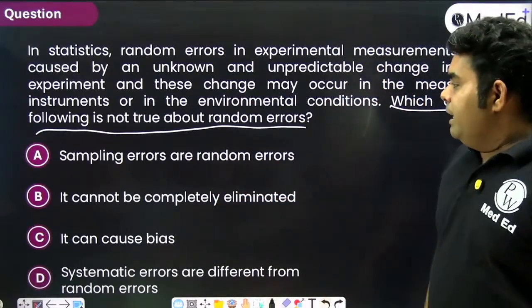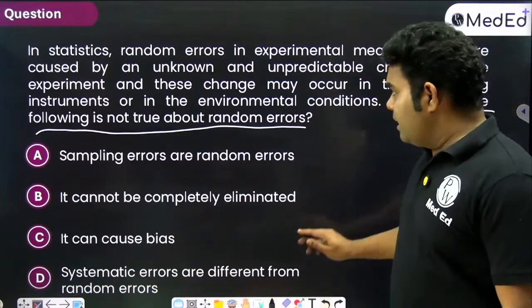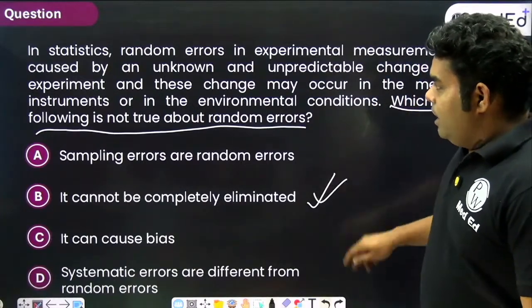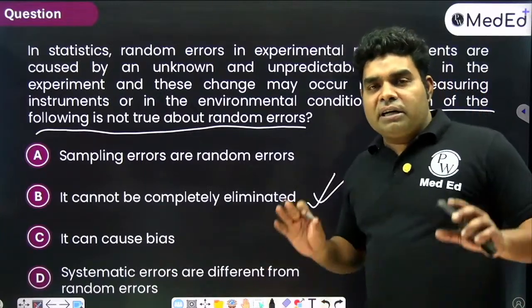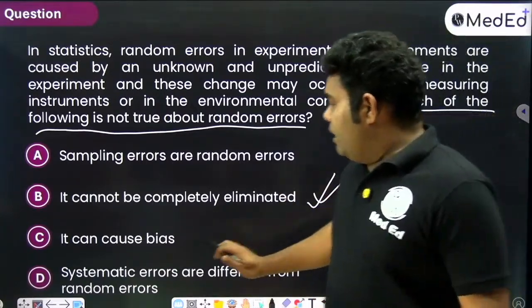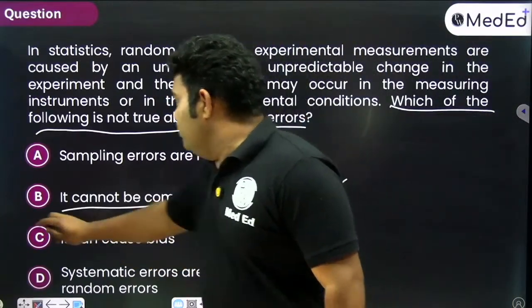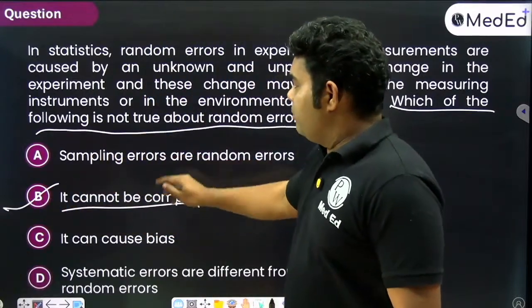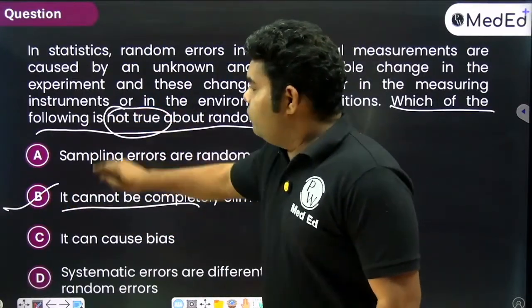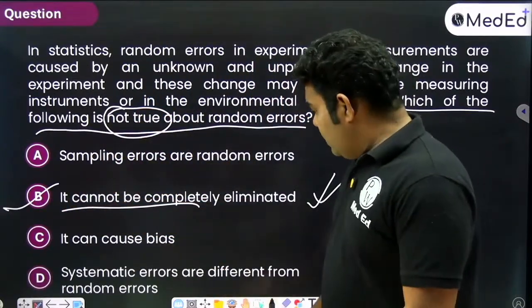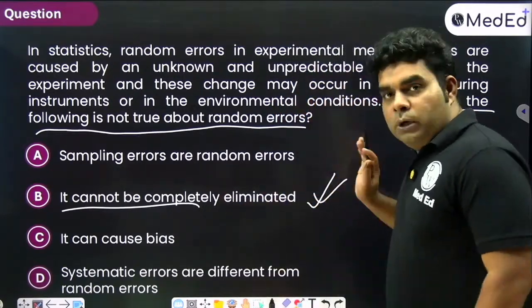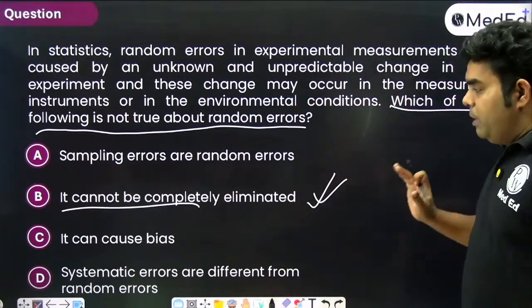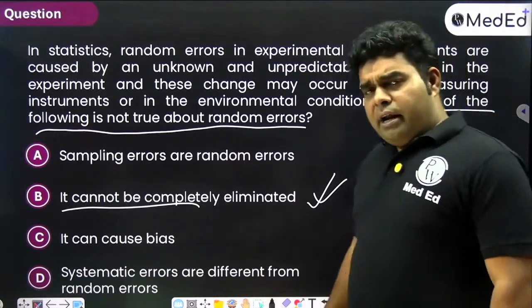It cannot be completely eliminated. This line is definitely correct. Some random error always occurs. We can never be 100% correct. So it cannot be completely eliminated. This is a correct statement, and they are asking which is not true. So the answer cannot be B, because B is true. We cannot eliminate random error. Random error can cause bias?